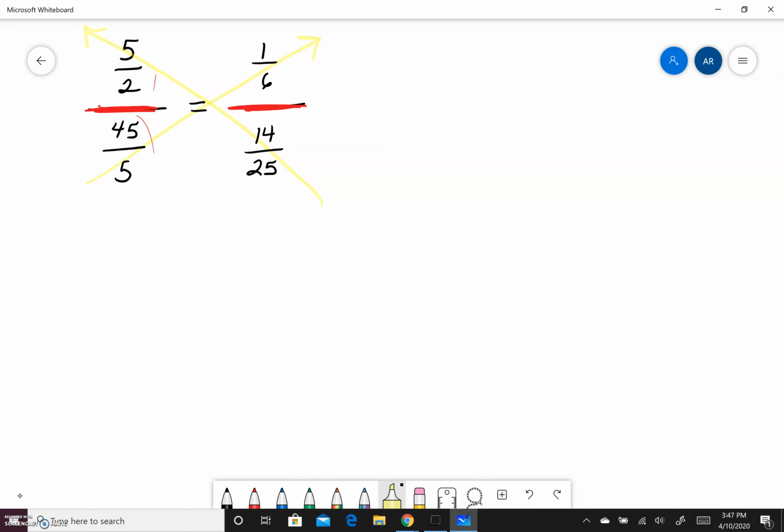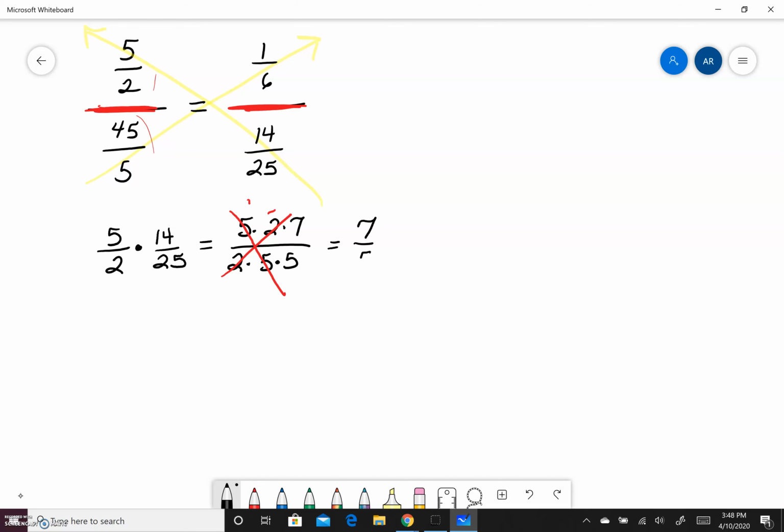Starting this one, we would start multiplying it out. I'm going to take one at a time. If I have 5 over 2 times 14 over 25, and I start reducing that down, I'm going to rewrite that as 5 times 2 times 7 on top, where 2 times 7 is 14, and then 2 times 5 times 5 on the bottom, where 5 times 5 is 25. We can see that these divide out to 1, and these divide out to 1. So my answer here would be 7 over 5.